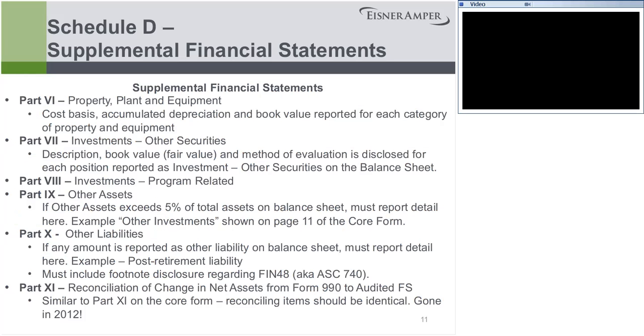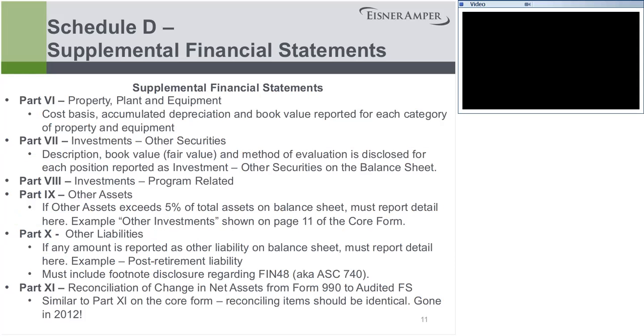Also in Schedule D is where you would see the details of the property, plant, and equipment, which sometimes we call fixed assets. Again, you'll see the cost basis of what they own and the accumulated depreciation and the ending book value. Something that's really interesting is investments, other securities. On the balance sheet in the core form, they broke out the investments where they said investments in publicly traded securities, investments in bonds. Then there's a line that says investments in other, right?